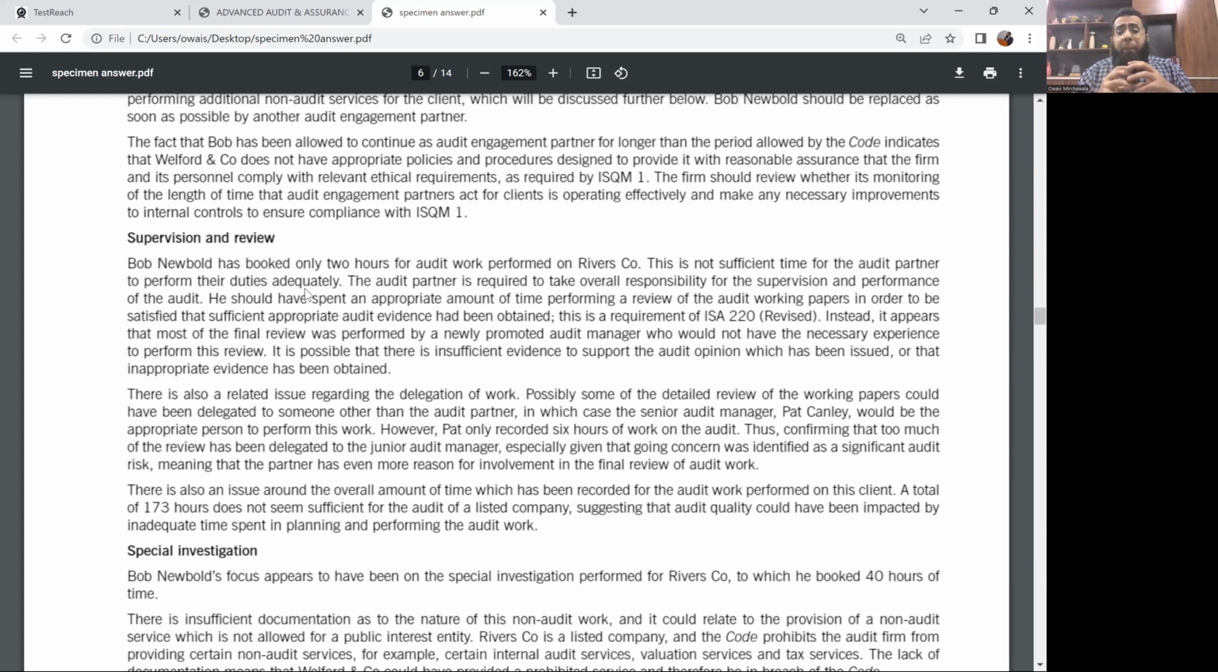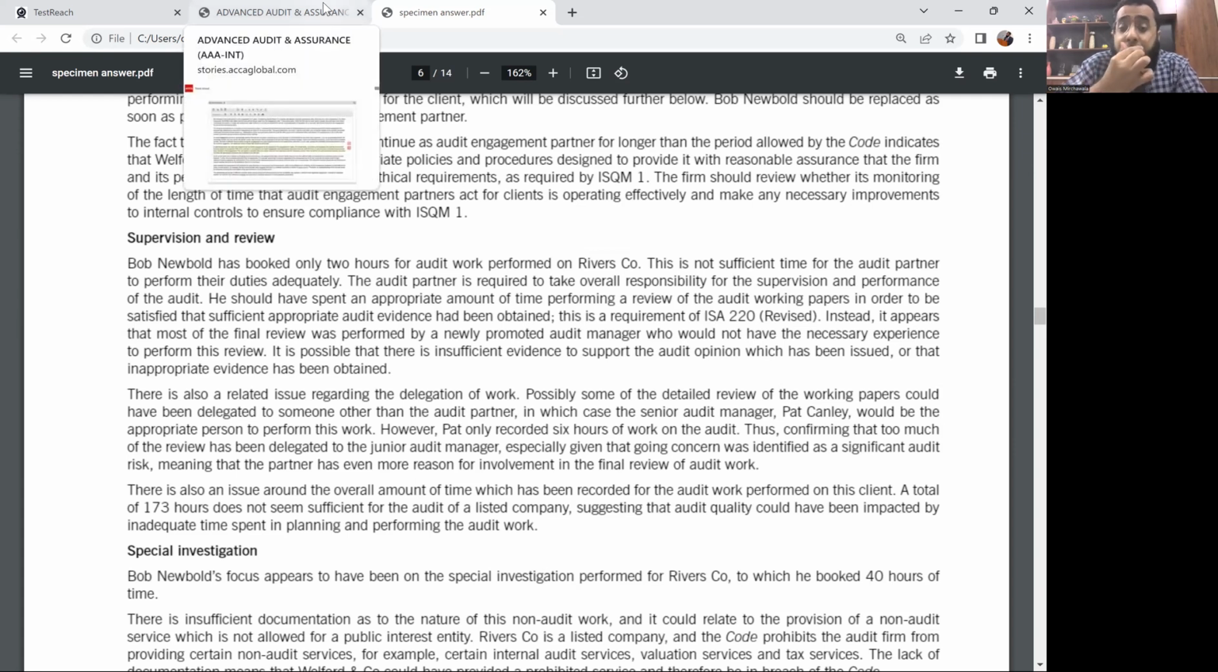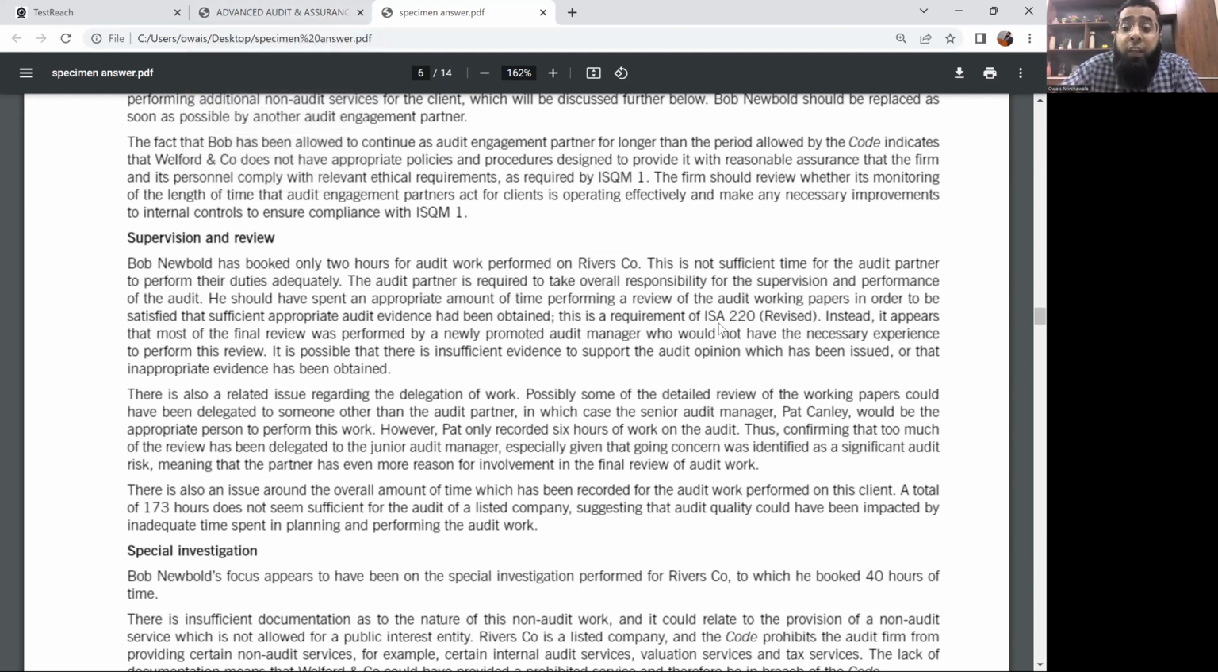So if you look at the examiner answer, he explains too much. But as you have looked at the candidate one answer, which is marked by the examiner, it is not necessary to write in that much detail. Then the examiner also gave the reference of the ISA. Again, that is not mandatory. Okay. So all of this information is included in the supervision and review paragraphs.